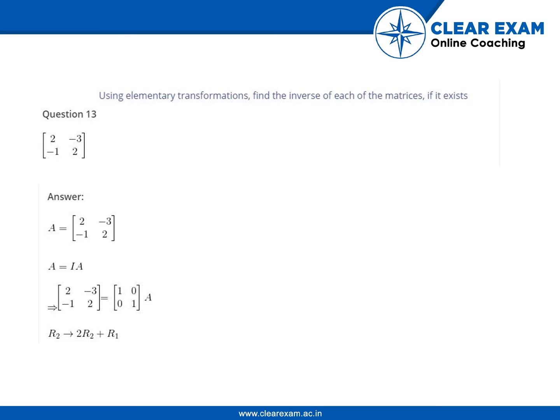The answer: A is equal to [2, -3; -1, 2]. A is equal to IA. This implies [2, -3; -1, 2] is equal to [1, 0; 0, 1] into A.